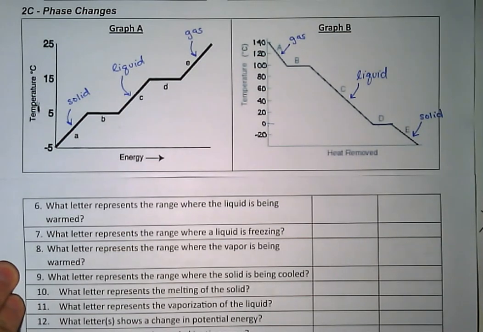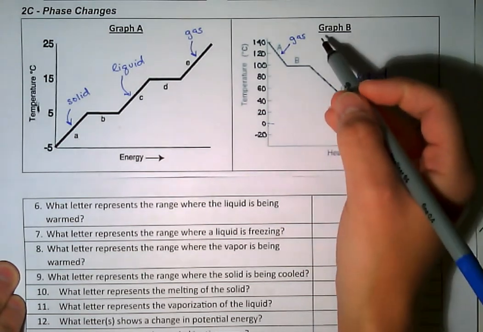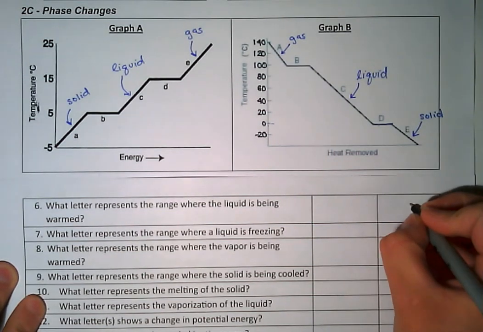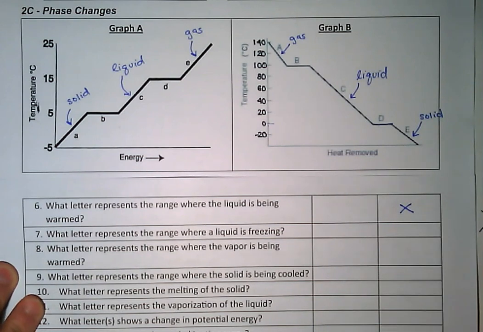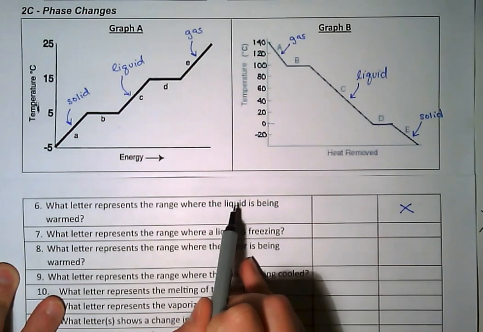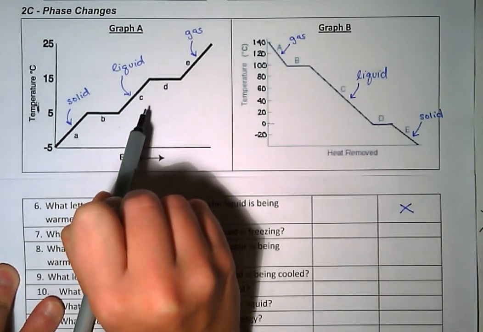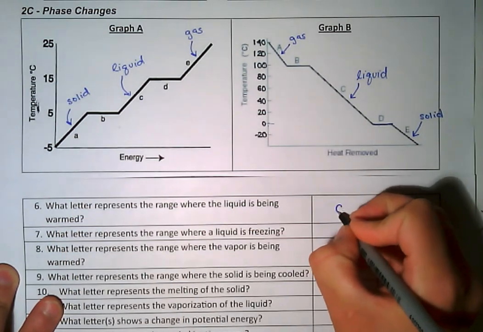The next question says, which letter represents the range where a liquid is being warmed? And so once again, graph B isn't showing a heating curve, it's showing a cooling curve. So there is no section of graph B where a liquid is being warmed up, it's all being cooled. But on graph A, we can see that the section where we have our liquid being warmed is section C of our graph. So that's what we'll put here.